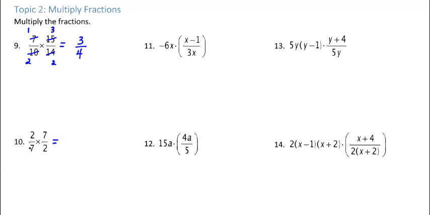Number 10 is 2/7 times 7/2. This is really a product of reciprocals. The 7 is a common factor, leaving 1 when we divide the numerator and denominator by 7. 2 is also a common factor between the numerator and denominator, leaving a 1. So we have remaining 1 divided by 1, or simply 1. And that's true that anytime we multiply b over a times a over b, we get 1.